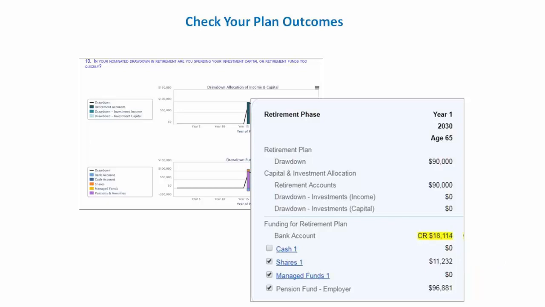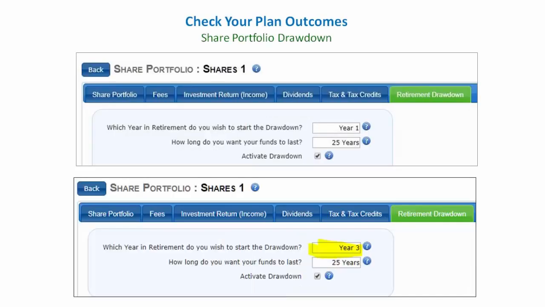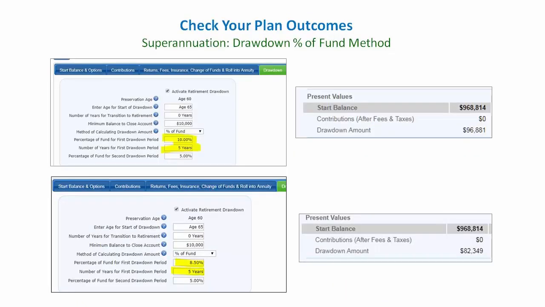That is, you have overfunded the retirement income by $18,000. This could be resolved by not commencing the drawdown of your shares until year 3. You could also adjust the number of years you want to draw down your superannuation. However, in this sample plan, the percentage of fund balance has been activated. It is clear that 10% of your superannuation account is more than required for the nominated retirement income. You could say reduce the percentage from 10% for the first 5 years to 8.5%.